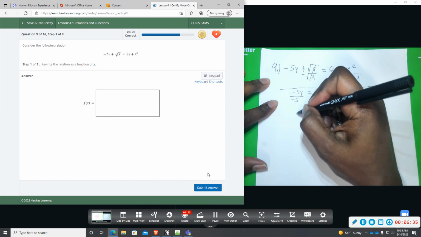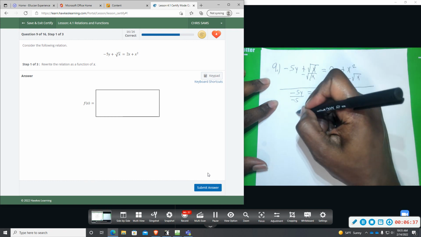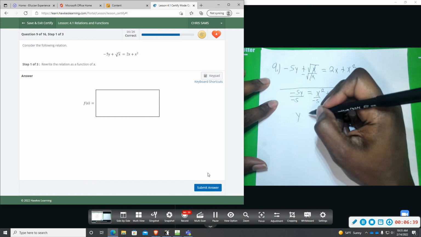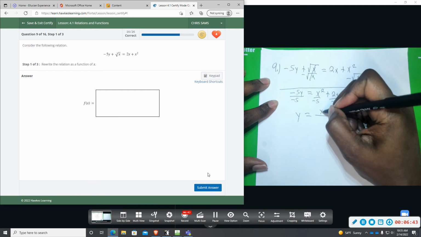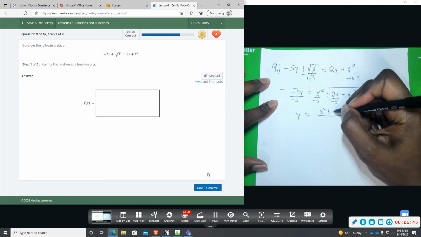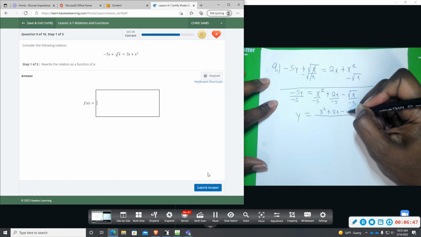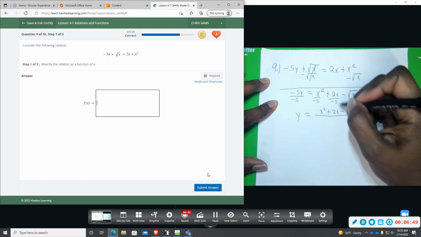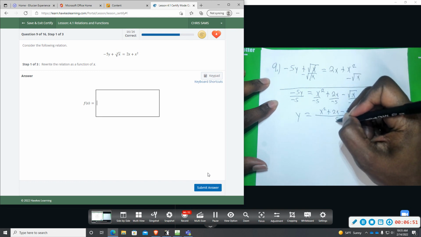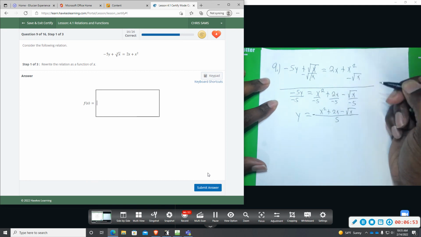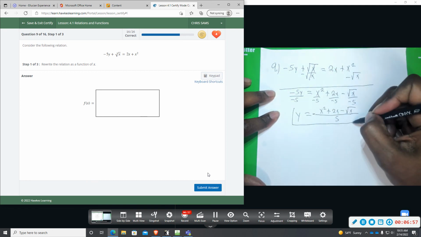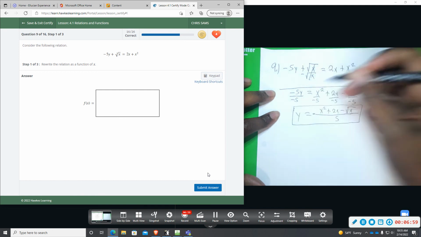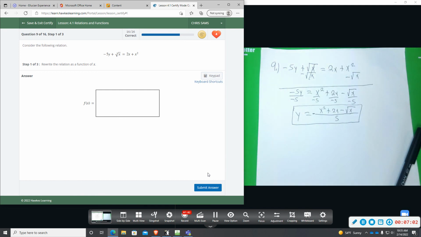And I'm going to write this one a little bit more simple this time. I'm just going to put all over 1 negative 5. So y equals x squared plus 2x minus the square root of x all over 5. Now I'll put the negative out front. So this is what we get with our expression.